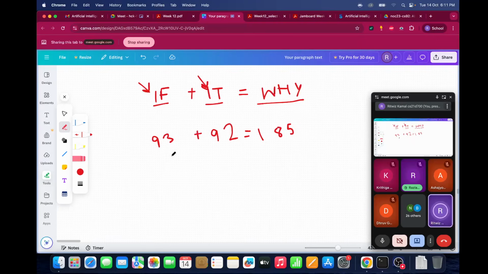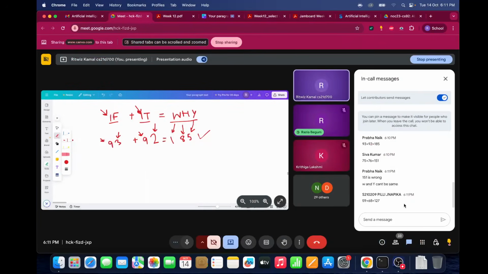Okay. Now this seems correct. The first digit is the same, 9. F and T have different assignments, 93 plus 92, and then W, H and Y, each of them have separate assignments, and the sum is correct. So this seems to be a valid solution. We have to be careful though that no two of these alphabets have the same assignment, right? Which is why 75 plus 76 equals 151 would not work over here. If it was allowed that multiple alphabets can have the same assignment, we could use that.